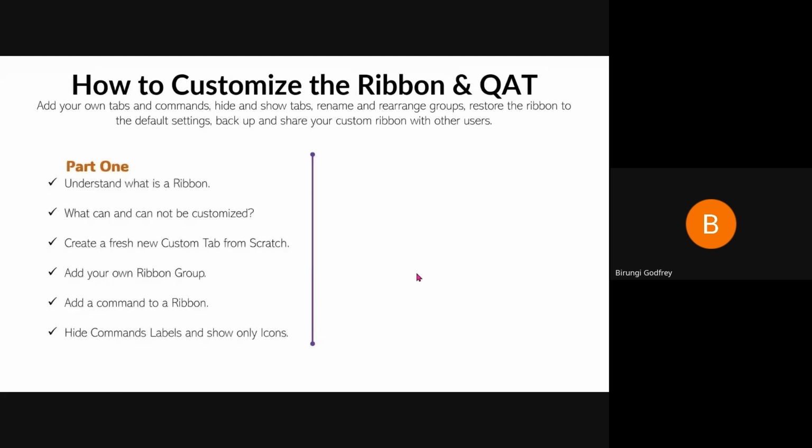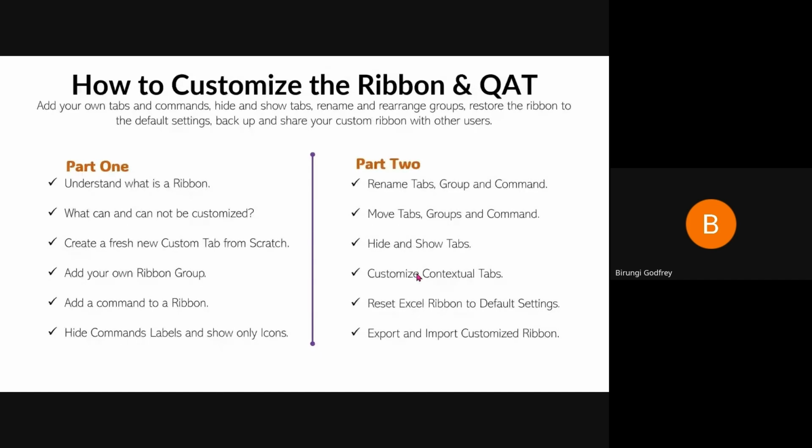toolbar right there. And in our first session for this particular few classes that we shall have on introducing ourselves to Excel, we shall understand what a ribbon is, customize, look at some of the things that can't be customized, how to create our own ribbon tabs, how to do grouping, how to do labels and icons. And then in part 2, we shall move forward.